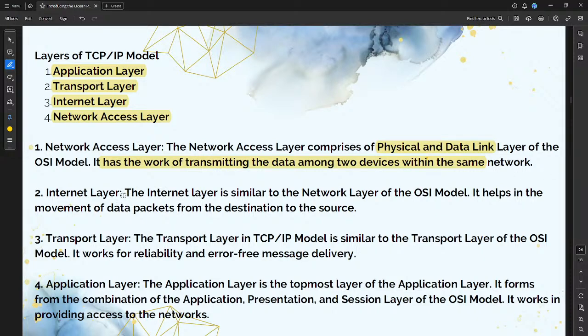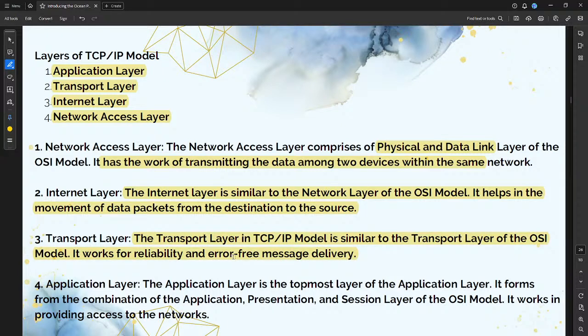What does the internet layer do? The internet layer is similar to the network layer of the OSI model, and it helps the movement of data packets from the destination to the source, and of course from the source to the destination as well. We also have the transport layer, which is similar to the transport layer in the OSI model, and its purpose is reliability and error-free message delivery.